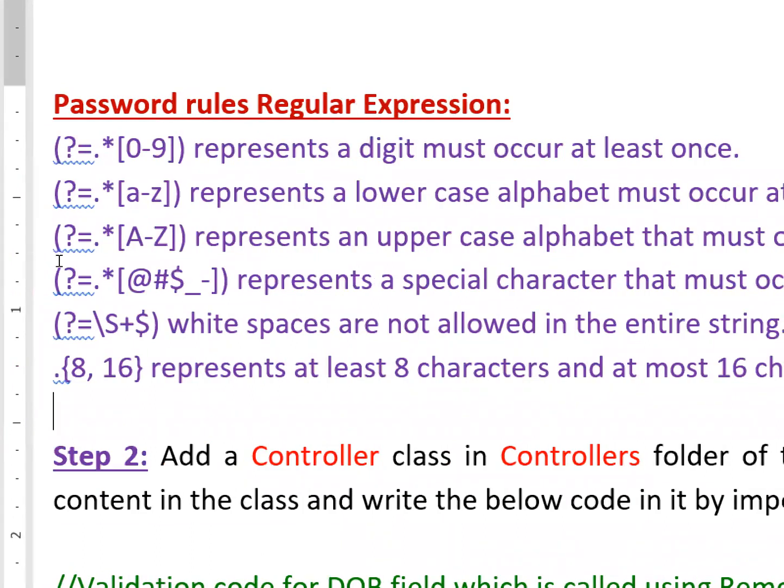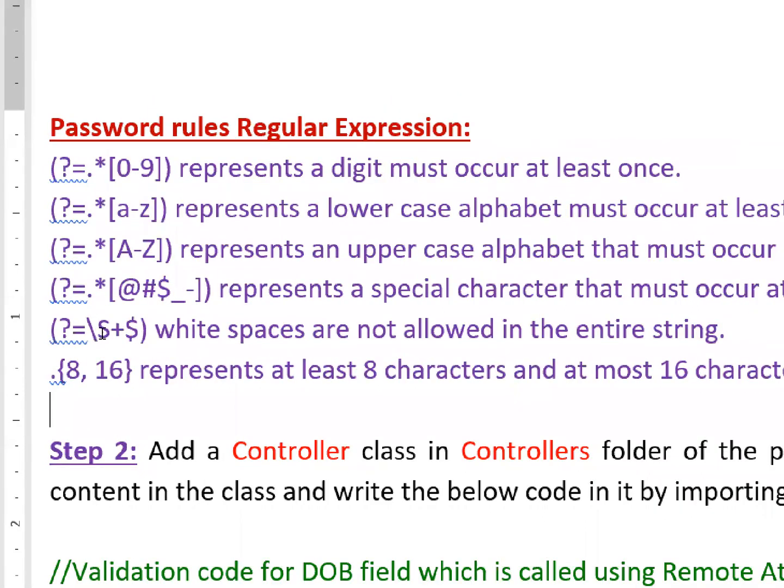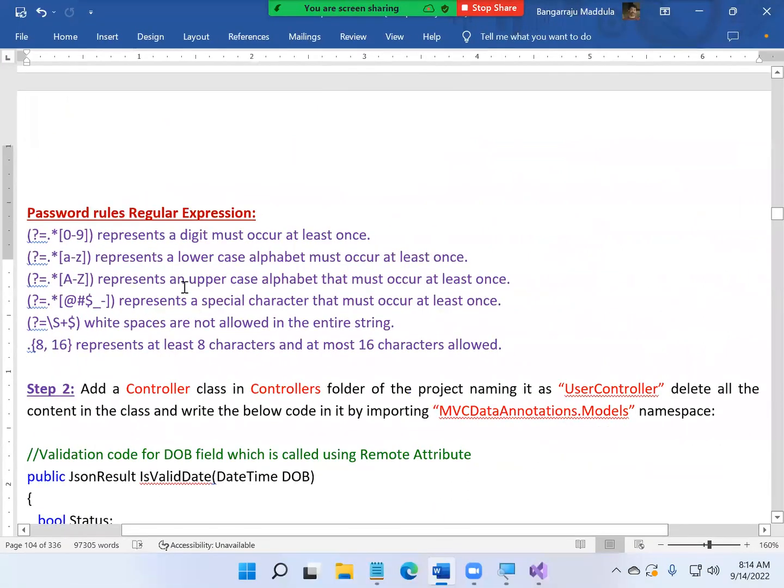If I write like this, a lowercase alphabet must occur at least once. If I write like this, an uppercase alphabet should exist once. If I write this, special characters like at the rate, hash, dollar, underscore, hyphen, at least one should be there. And uppercases, lowercases allowed, spaces not allowed. Minimum 8, maximum 16. So that is the password validation we are planning.